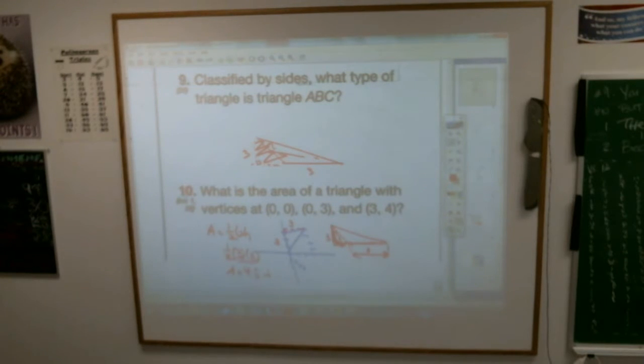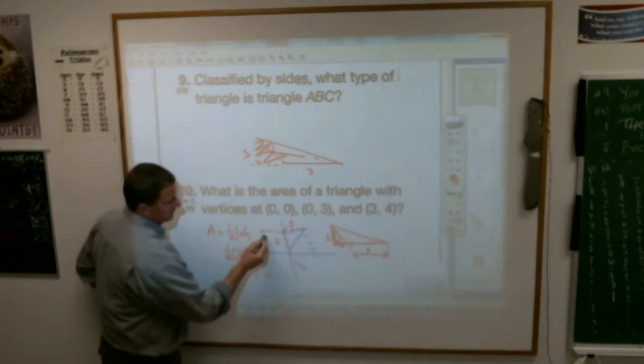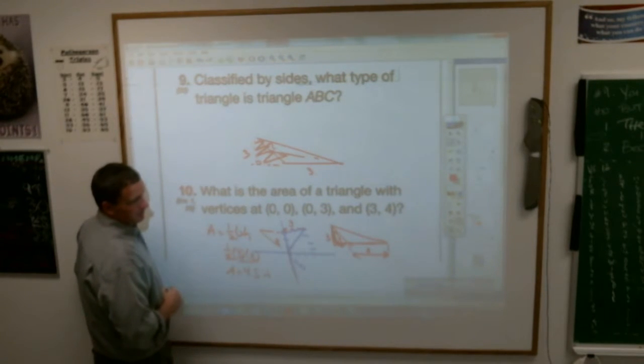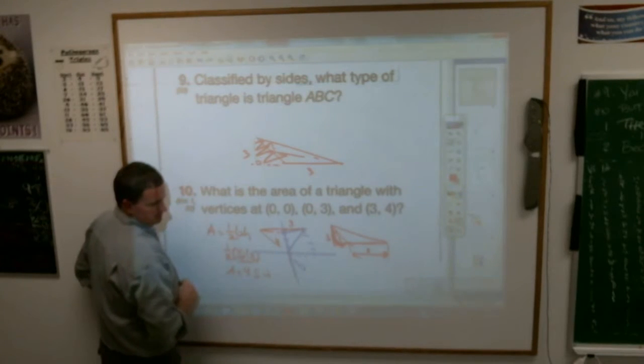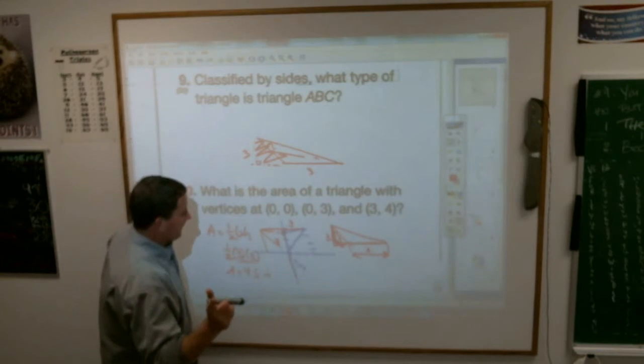Brooke? For 10, could you get 6 by making the triangle into a reflection? Yeah, but in a reflection it would look like this. And there's still not a right triangle there. Like 0, 3, and then split it by 3, 0.